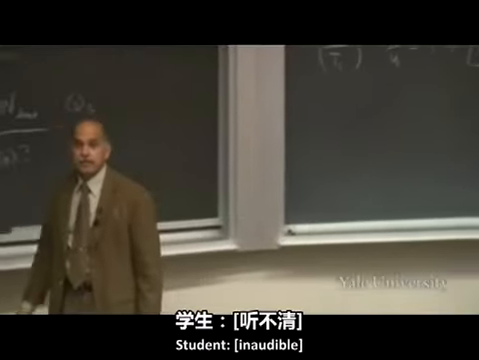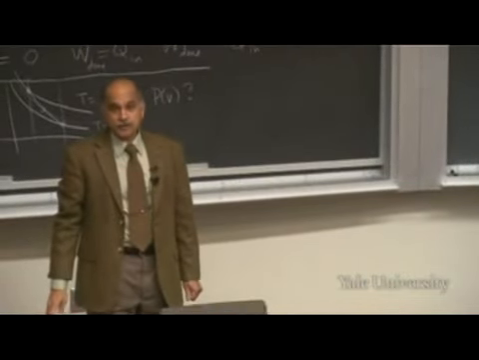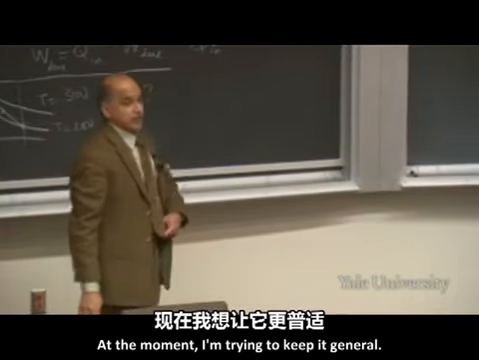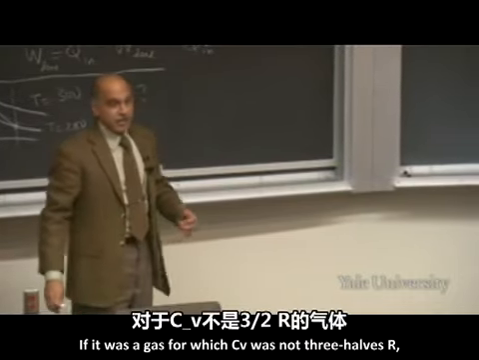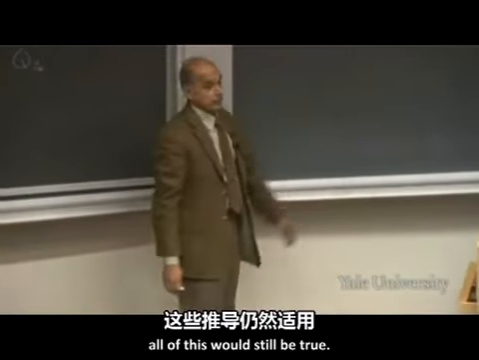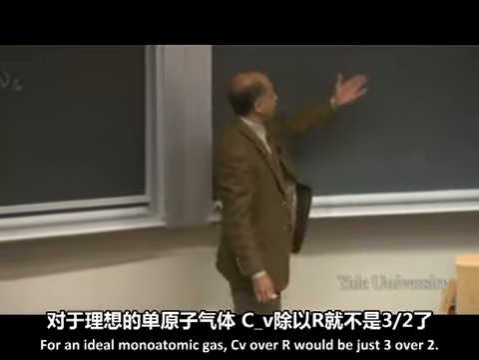Yes? For CV over R, can we just say 3/2? You could do that. That's correct. You could write down 3/2 if you like. At the moment, I'm trying to keep it general. If it was a gas for which CV was not 3/2 R, all of this would still be true. But he's quite right. For an ideal monoatomic gas, CV over R would be just 3/2.